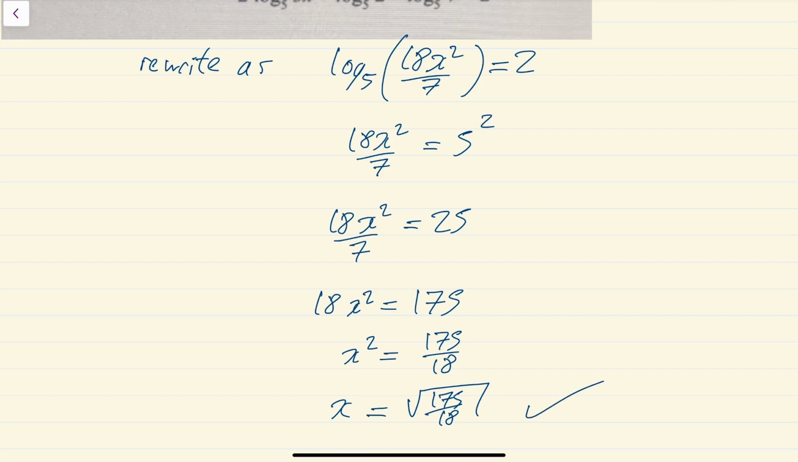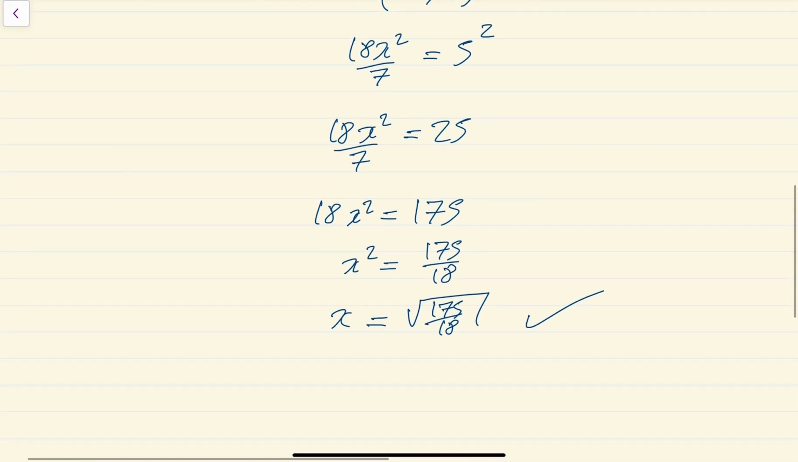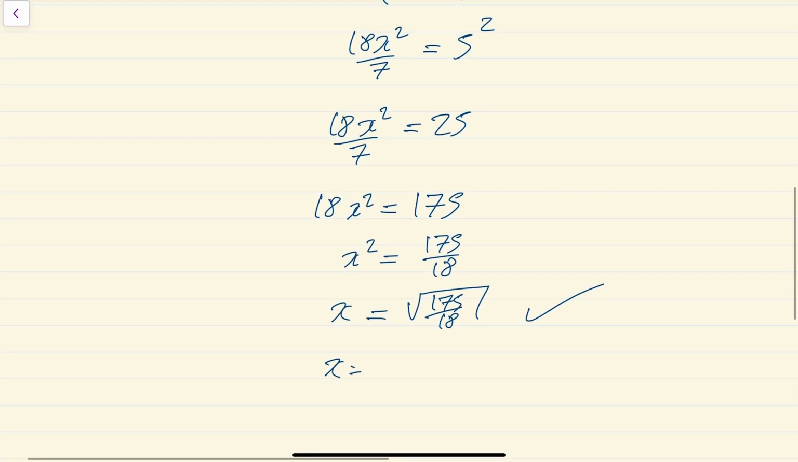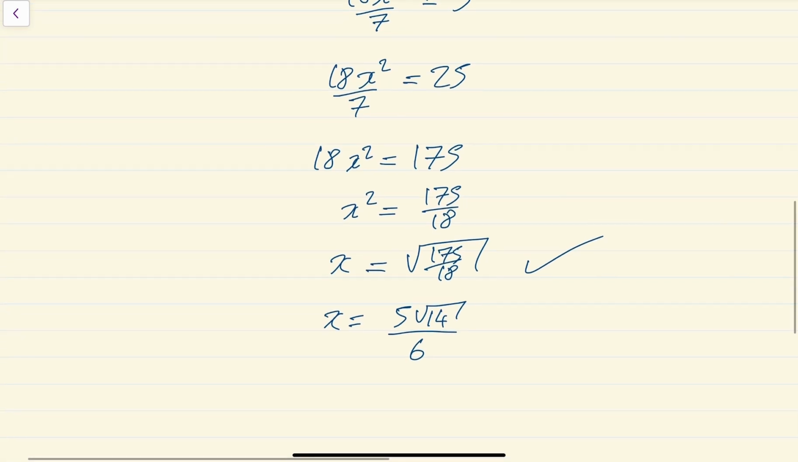And that is as good as you can go. Well, we'll give it to 3 sig figs. So the square root of 175 divided by 18. And, well, we'll cancel down. First of all, if you put that into your calculator, not too sure what way they would want the answer, it comes out as 5 root 14 all over 6. And then it'll give me the answer to 3 sig figs, which is going to be equal to, x is equal to 3.12, and that is the 3 sig figs.